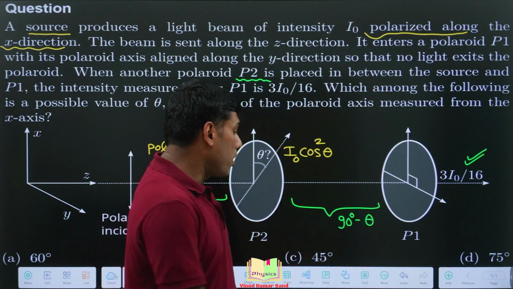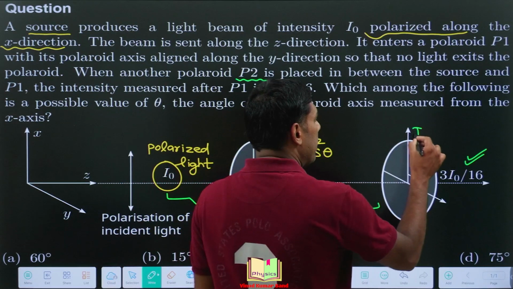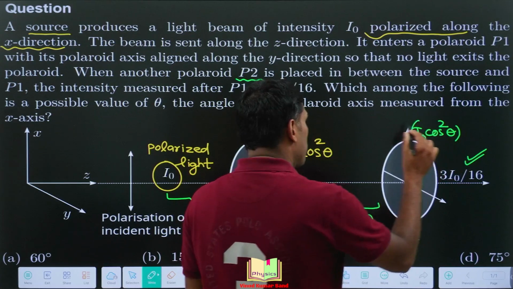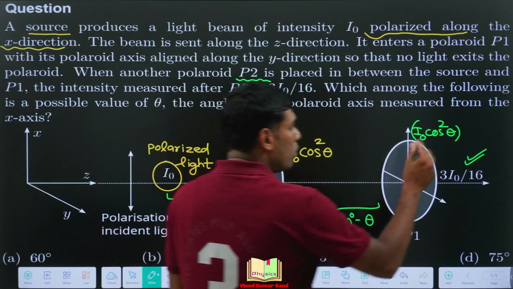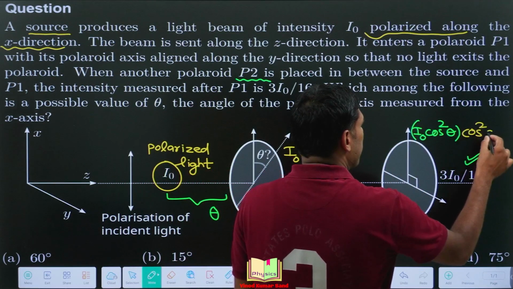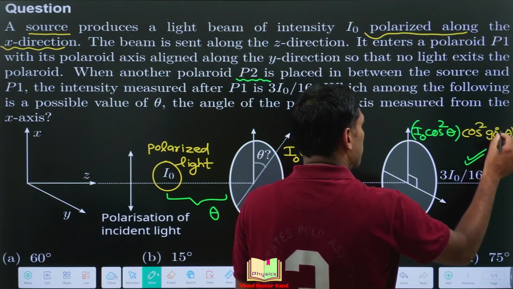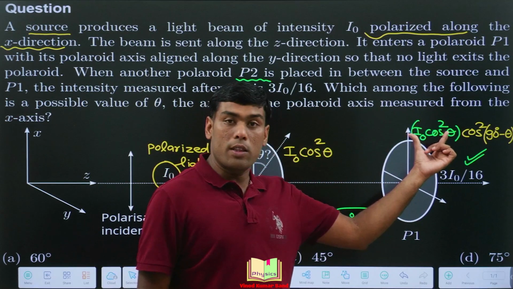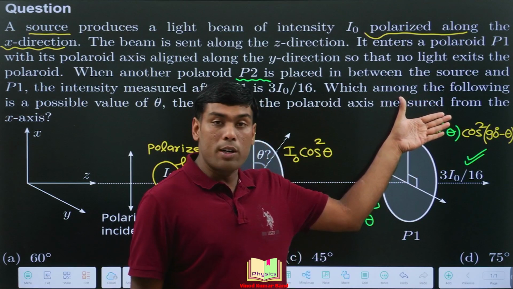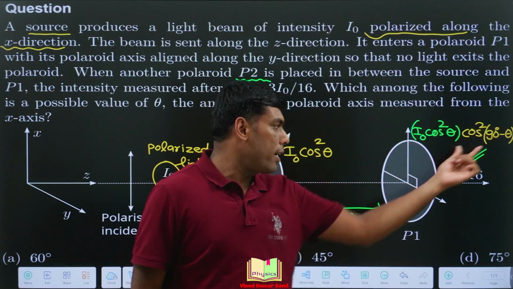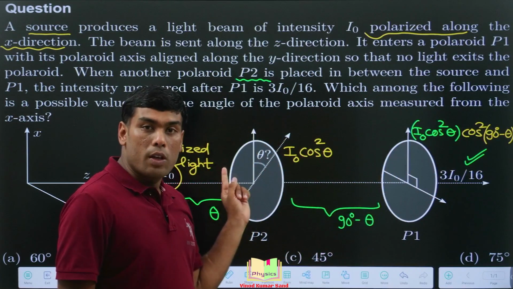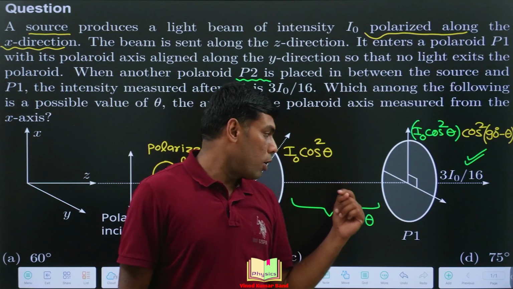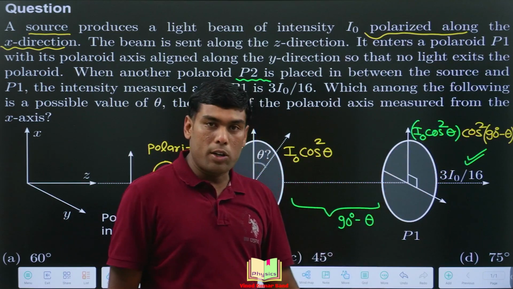Then what should be the output here? The input was I naught cos square theta, so the output should be I naught cos square theta into cos square 90 minus theta. Do you agree with this? By Malus's law, the input intensity is I naught cos square theta, and whatever input intensity we get here, we multiply by cos square of the angle between the pass axes of these two polarizers, which is 90 minus theta. So we will put it like this.